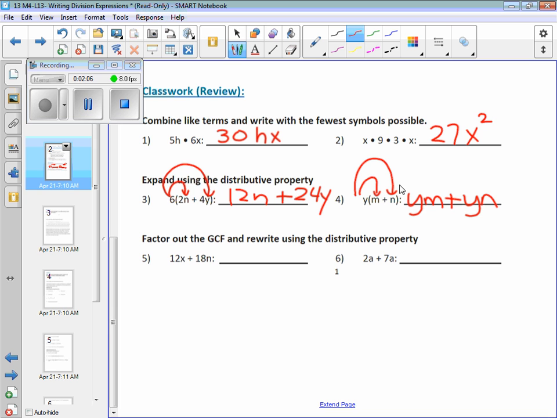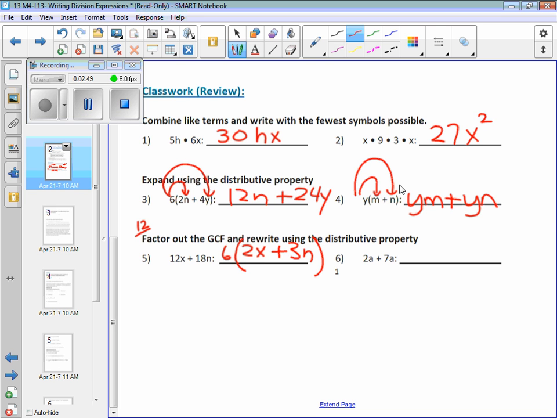Done. All right, this was lesson 12. Find the GCF of 12 and 18. Remember we did that sprint? You should be able to do that quickly in your head. David, 6. That goes outside the parentheses. So there's your 6. You're kind of doing what you did in 3 and 4 in reverse. So you say to yourself, 6 times what makes 12x? 2x. That goes inside. Plus 6 times what makes 18n? 3n.